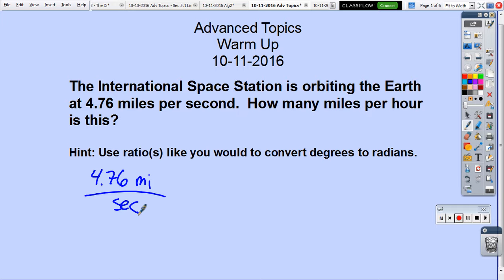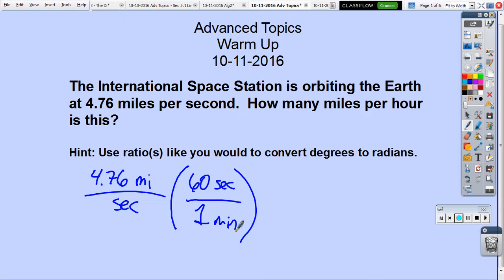So 4.76 miles per second, and we know that there are how many seconds in a minute? 60. And we want to get rid of seconds and eventually get miles per hour. So if I write there are 60 seconds in a minute, I could write that either way. I could write 1 minute per 60 seconds, or I could say 60 seconds per 1 minute. But how do I want to write it so that it works out for what we want to do? Yeah. So 60 seconds per 1 minute. Very good.